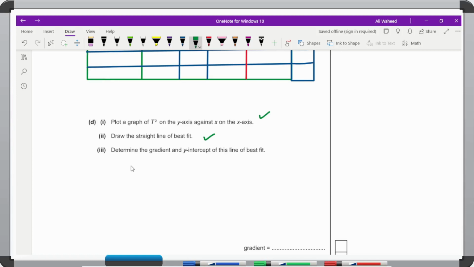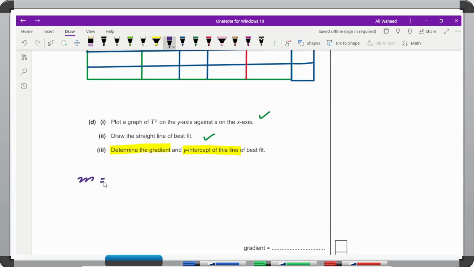Then the next question is, how do you find the gradient and y-intercept of the line of best fit? These are the questions that you're going to get all the time. In question 1 of paper 3, they are going to ask you the same questions. They will always ask you to find the gradient and y-intercept. So how do we find the gradient?